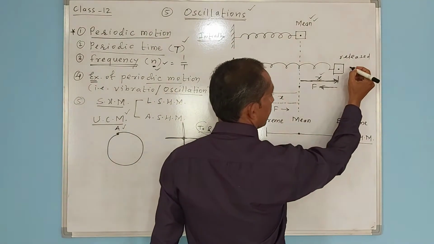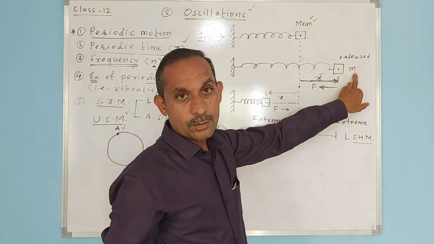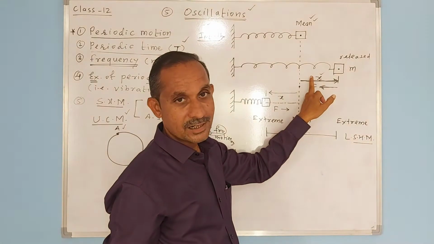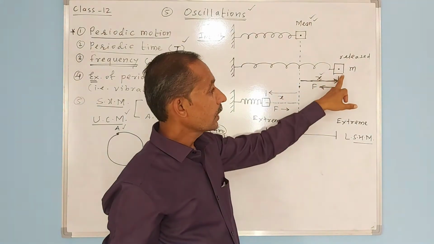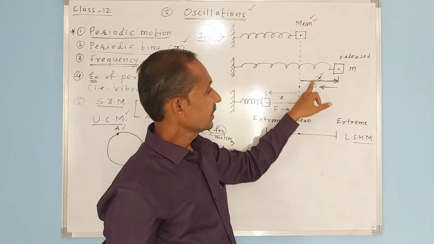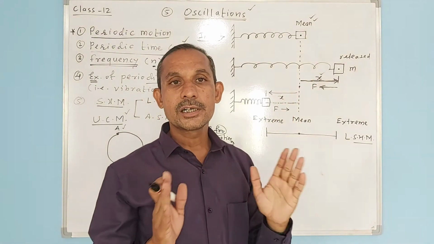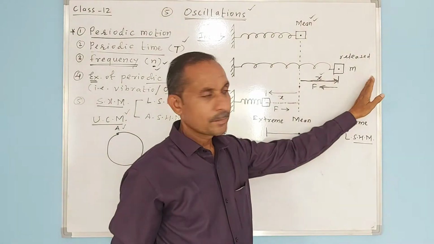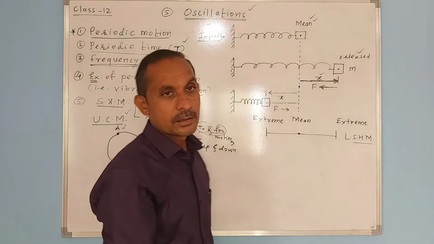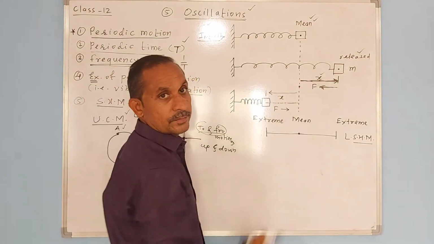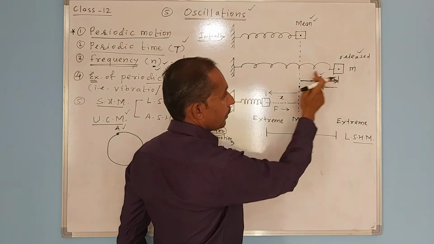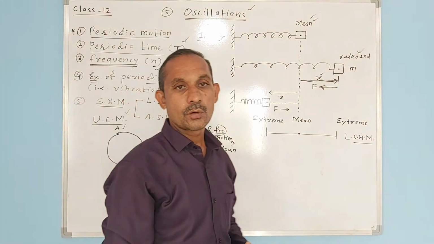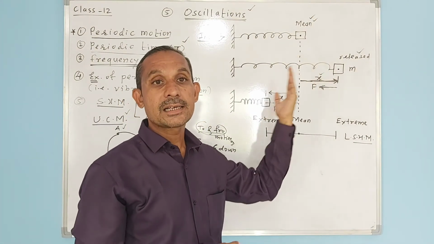Let M be the mass of the body. This body is displaced by the distance x. Then the body will experience a force F, and the displacement and force are oppositely directed. When the body is displaced towards the right and then released, it will move towards the mean position with increasing speed, that is, with acceleration.